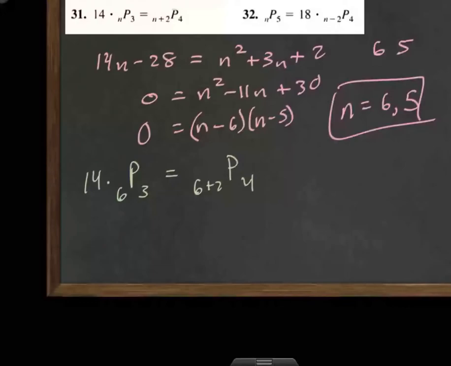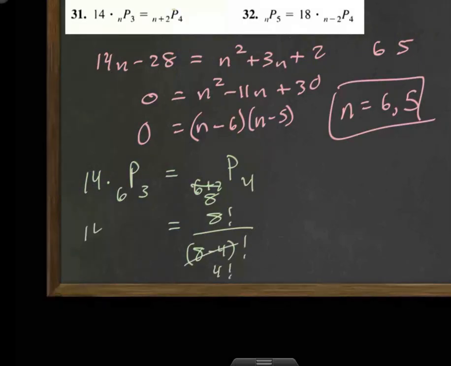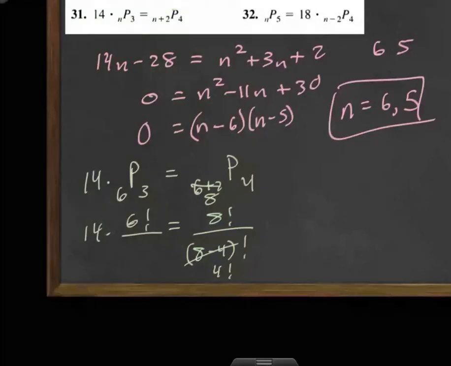Over here we have 8 choose 4, so it would be 8 factorial over 4 factorial, because we go 8 minus 4. I should probably write that out so you guys get used to the format. 8 minus 4 factorial, which is 4 factorial. Now on this side we have 14 times 6 factorial over 6 minus 3 factorial.